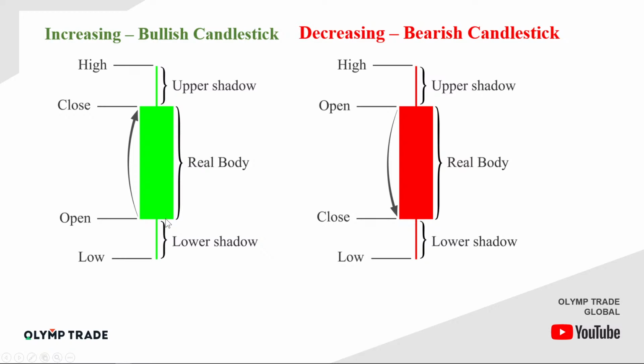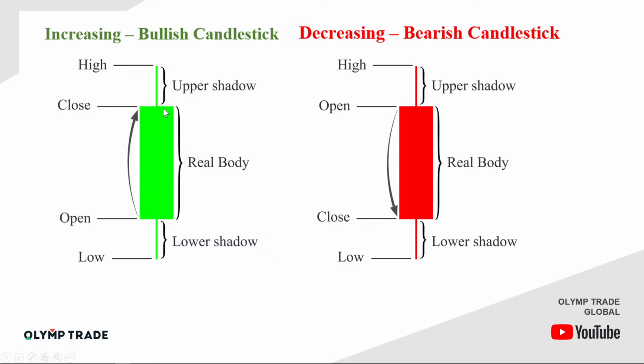If the candle is green and the price has increased, the opening of the price is always going to be the bottom of this body right here. Okay, the closing price of the green candle, of an increasing bullish candle, is going to be the top of the body right here. What do these shadows mean?